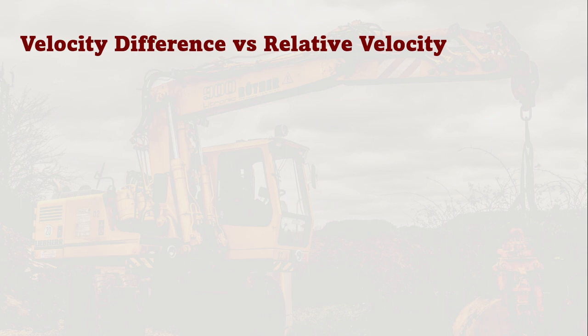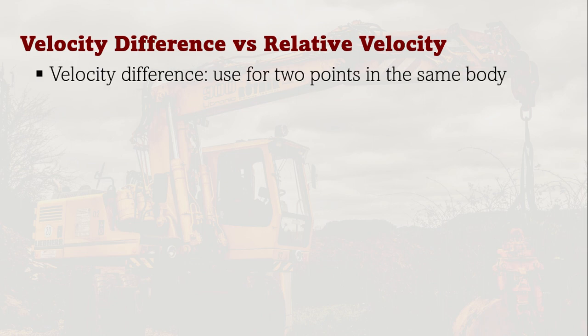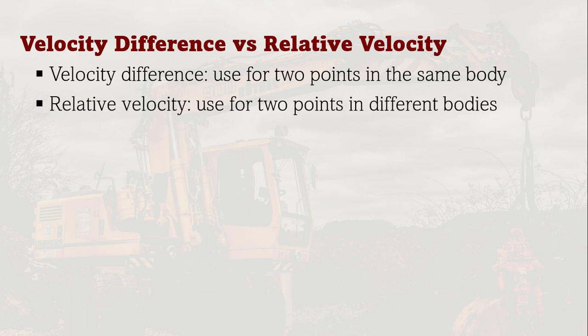So what is the difference between velocity difference and relative velocity? Velocity difference is used for 2 points in the same body, but relative velocity is used for 2 points in different bodies. But they will have the same equation, which is V subscript PA, and that is equal to the velocity of P minus the velocity of A. So the velocity difference, or the relative velocity, is denoted by that equation.